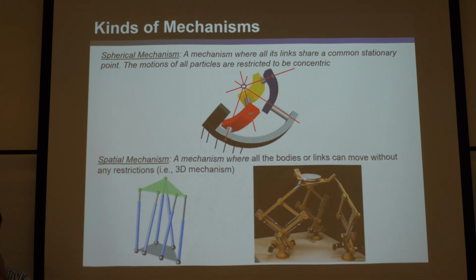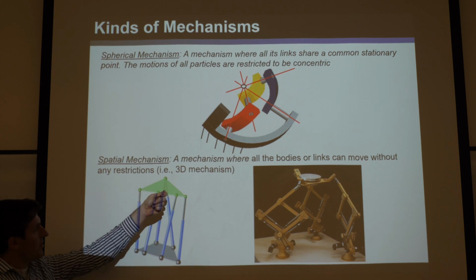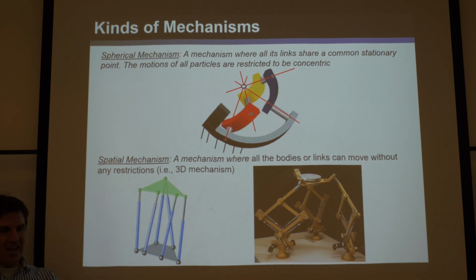Okay, so spatial mechanism. What is a spatial mechanism? Well, it's a mechanism where all the bodies or links can move without any restrictions. So it's basically just anything that's not everything I just taught for the most part. Spatial mechanisms are just three-dimensional mechanisms where, if you put black marks on, or get a Sharpie and put marks on the different bodies, as it moves, the path of them may not be restricted to planar paths. They can move in three dimensions, which is why they're called spatial mechanisms. Okay, and like I said, everything I'm going to teach in this course, you'll be able to analyze and design all of these types of mechanisms.